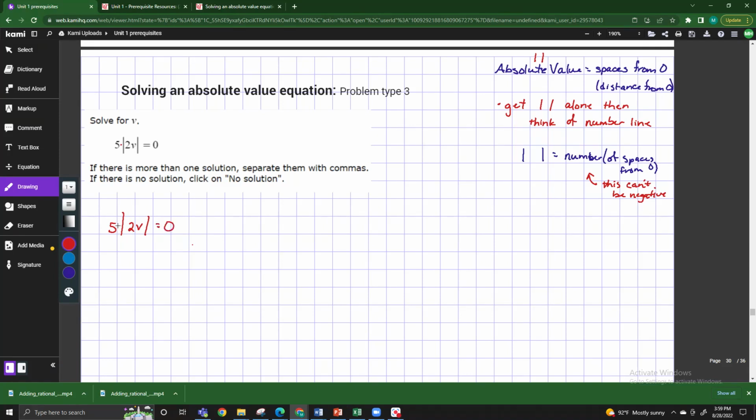So we're actually going to undo. We can never distribute into the absolute value. So that's another thing I should put up here. Never distribute into absolute value. So no arrows.